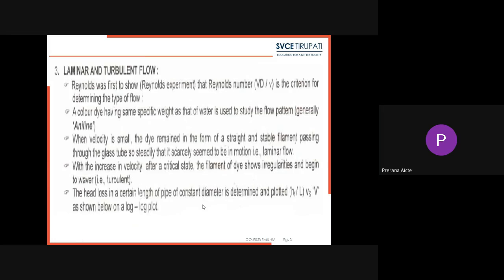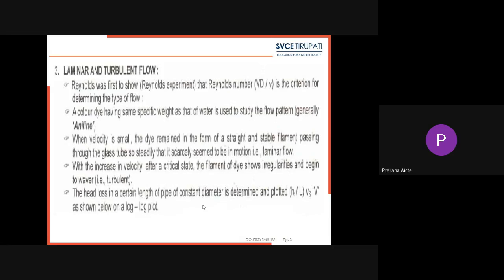Coming to laminar and turbulent flow. Usually, laminar and turbulent flow depend on Reynolds experiment. Reynolds conducted an experiment to find out the different types of flows. To determine the types of flows, he took a colored dye having the same specific weight as water, used to study the flow pattern. If the velocity is small, the dye injected in the water remained in the form of a straight and stable filament passing through a glass tube. That is considered laminar flow.